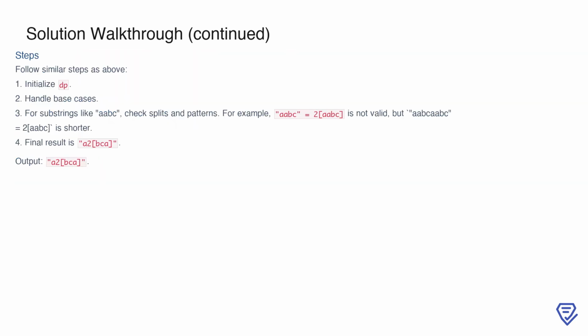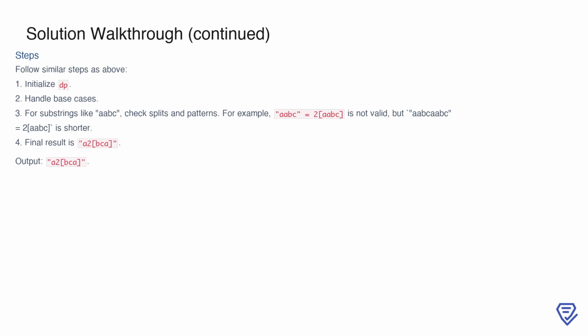Next, we proceed to process substrings of increasing lengths for the string aabcaabcd. For substrings of length 2, we consider cases like s[0:2] equals aa, which can be encoded as 2a. For s[2:4] equals bc, no encoding is possible, so it remains bc. This process continues for all substrings of length 2. Then, for length 4, consider s[0:4] equals aabc. Since no simple encoding is evident, we check for splits. Splitting at k equals 1, we combine dp[0][1] and dp[2][3], resulting in 2abc. This becomes the optimal encoding for dp[0][3].